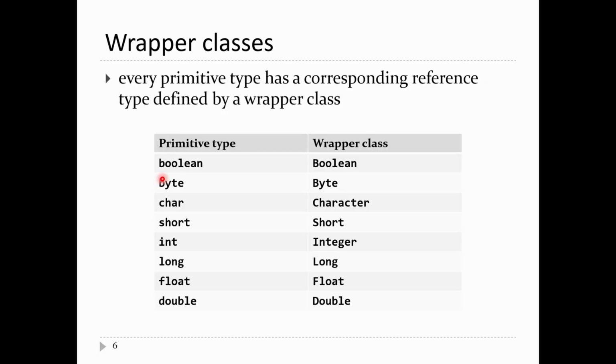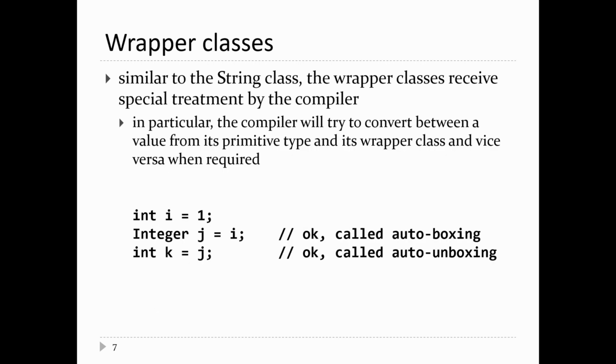All right, so every primitive type has a corresponding wrapper class. So if you want a list of float, you make a list of capital F Float, right? If you want a list of char, you make an ArrayList of capital C Character instead. The way the wrapper classes work is that they get special treatment by the compiler. The compiler will try to convert between a primitive value and the wrapper type without you having to say anything special.